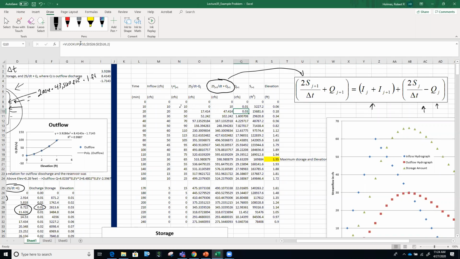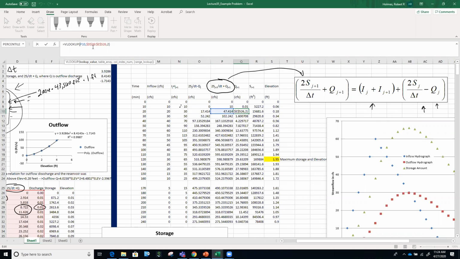It goes to the lookup table again. It says, okay, go to this table. Again, the reference is an absolute reference, D26 all the way to E26. So it's a two-column table. And it says, okay, look over in cell P10. What is that value? Oh, that value is 47.414.